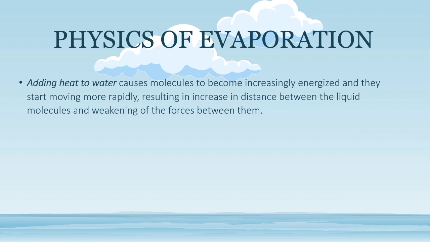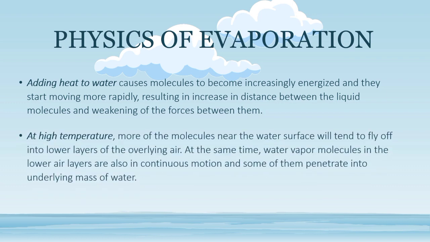As a liquid's molecules gain kinetic energy, the molecules begin to spread apart and vibrate faster, causing the liquid to change its matter from liquid to gas. At high temperature, more of the molecules near the water surface will tend to fly off into lower layers of the overlying air. At the same time, water vapor molecules in the lower air layers are also in continuous motion and some of them penetrate into the underlying mass of water.